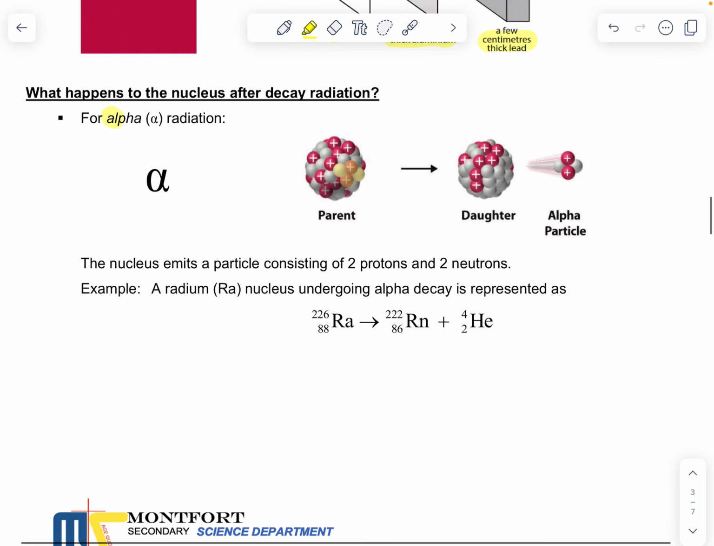So looking at alpha radiation. Alpha radiation occurs when the nucleus emits a particle that consists of 2 protons and 2 neutrons. In other words, the element helium. So you can see this as a helium nucleus. This is an example of a radium nucleus undergoing alpha decay. It becomes radon by emitting a helium.